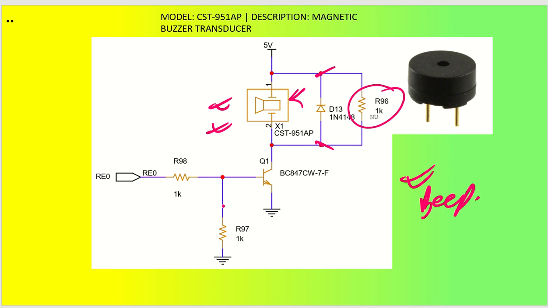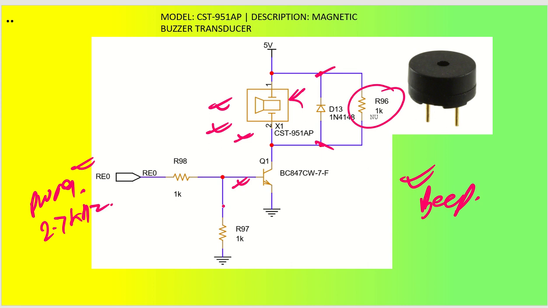Now how this is being operated is, I have a pin which is RE0, which is capable of generating a PWM signal. So this PWM signal, what you can do is you can generate a 2.7 kilohertz PWM signal and send it to the base of this particular transistor, and this will be giving you the beep sound.